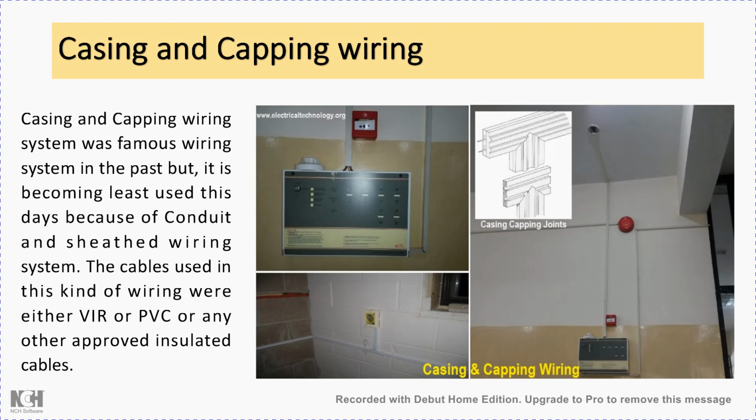So the most commonly used type of wiring system that we still usually find, which was very famous in the earlier days, but still it is used but not preferred much nowadays because of the availability of concealed conduit wiring. But still in some of the houses we can find this casing capping type of wiring.